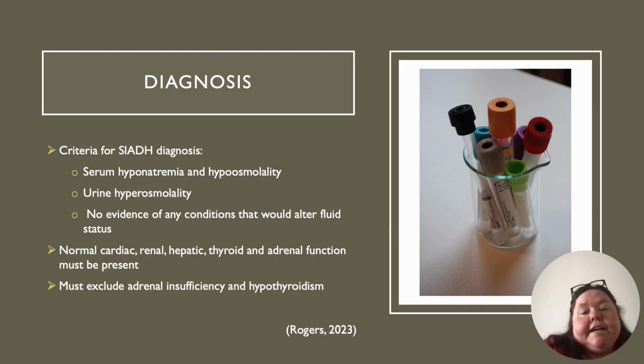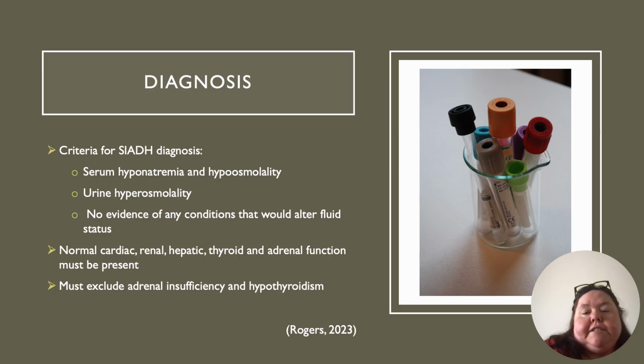So certain criteria have to be met to make the diagnosis of SIADH. So it can be difficult to diagnose. You have to have low serum sodium, hypoosmolality, and urine hyperosmolality. So your sodium has to be less than 135, your urine osmolality has to be greater than 800, and your blood osmolality has to be less than 280.